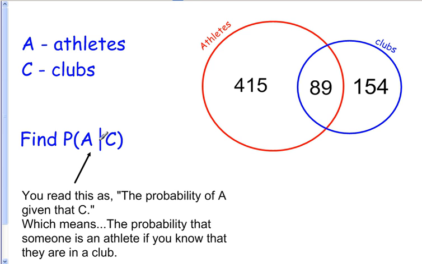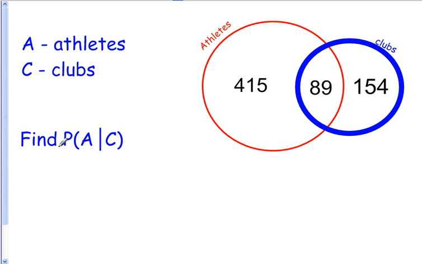Okay, so this is the last idea of the day. Find the probability of A slash C. So the way this is read is the probability of A given C. In other words, I want to know what's the probability that somebody is in athletics if I tell you that they have to be in clubs. And so what that means is we're only choosing from this blue circle. So on the next slide it shows us that a little better. Probability of somebody is an athlete given that they are in a club. Well, there are 243 people in clubs and 89 of them are athletes. So the probability of somebody being an athlete given that they're in a club would be 89 out of 243.